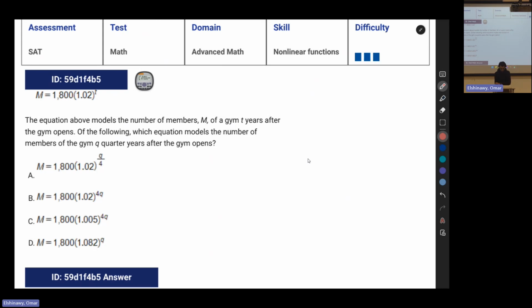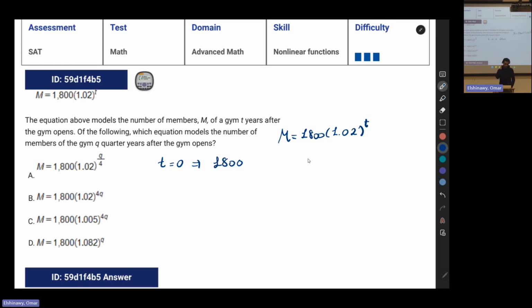I will start writing some stuff down. So this is a model of the number of members in a gym. In the first year, m is equal to 1,800 times 1.02 to the power of t. If t is equal to 0, then I just plug in 0 here, and if I raise this to the power of 0, I get 1. So this is 1,800.